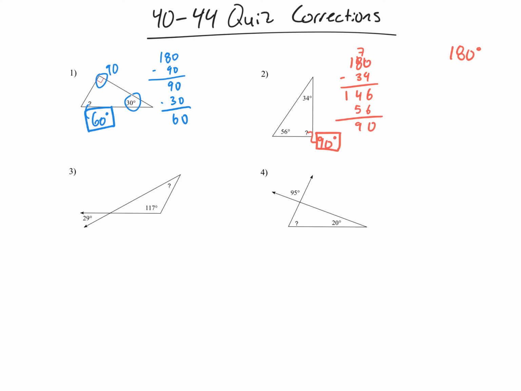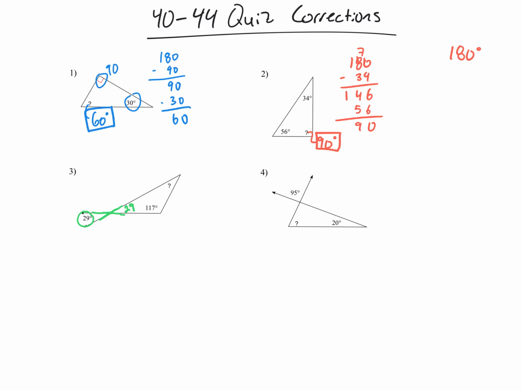Now on 3 and 4, we have to do one more thing that we didn't already mention, and that is that vertical angles, or angles that are opposite from each other, are the same. So if this one right here is 29, that means this one right here is 29.